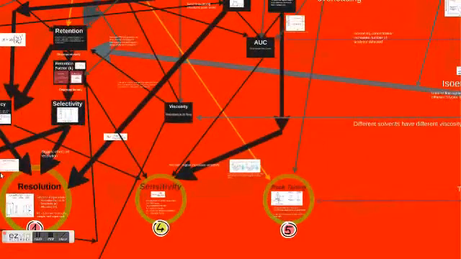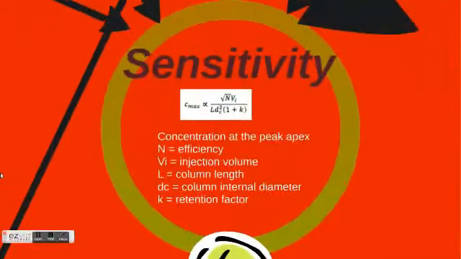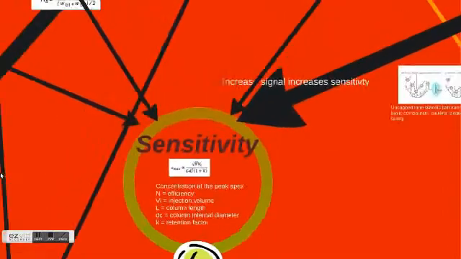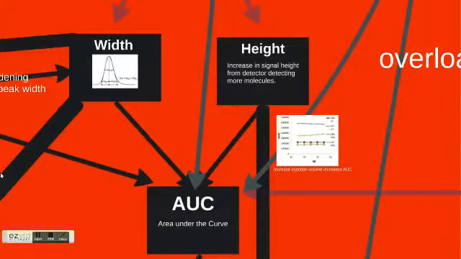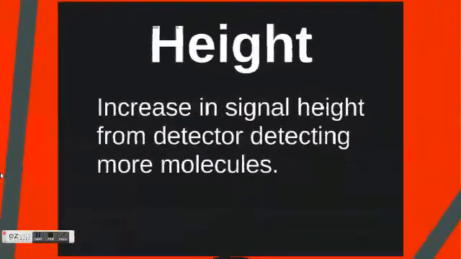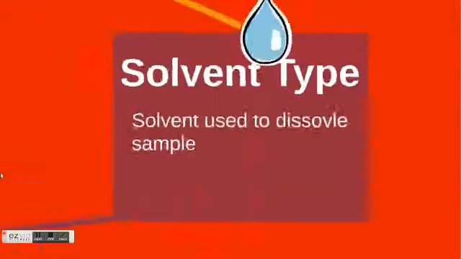We will now be looking at sensitivity. So sensitivity is the concentration at the peak apex. It can be seen in the equation where N is efficiency, Vi is injection volume, L is column length, DC is internal column diameter, and K is retention factor. Sensitivity is mainly changed through height, which is the increase in signal height from the detector detecting more molecules.